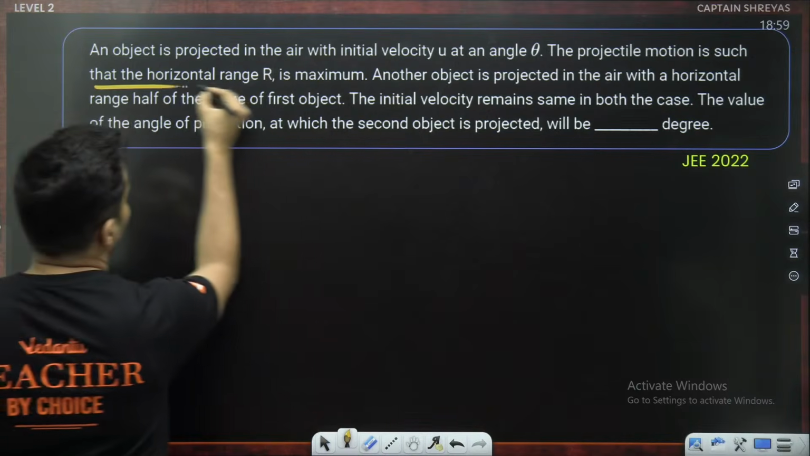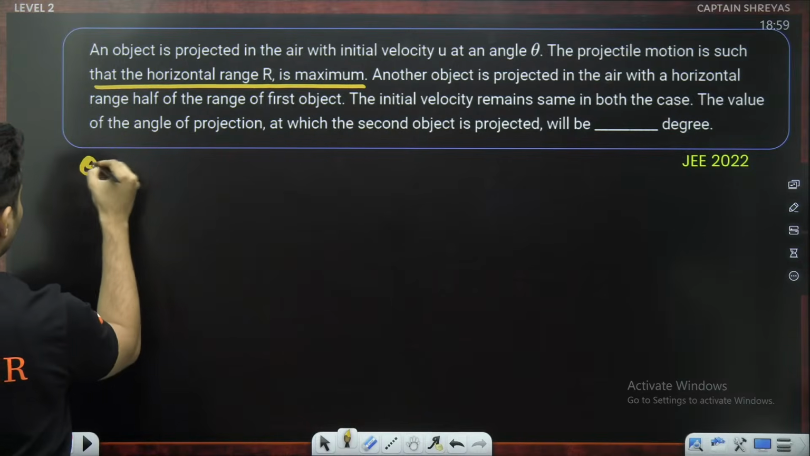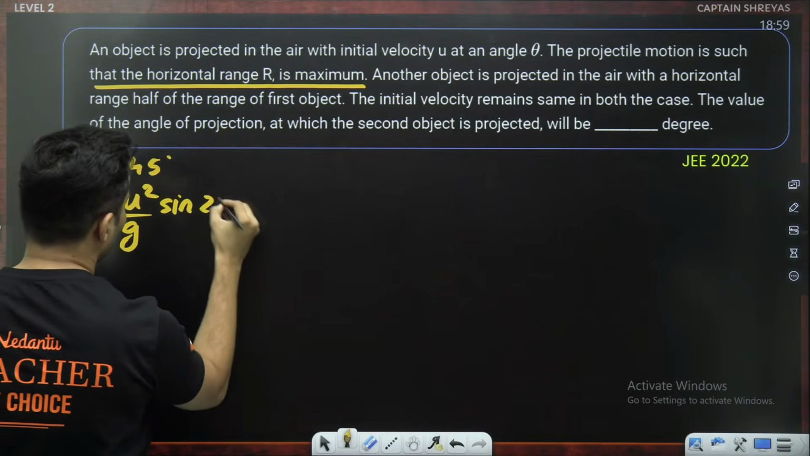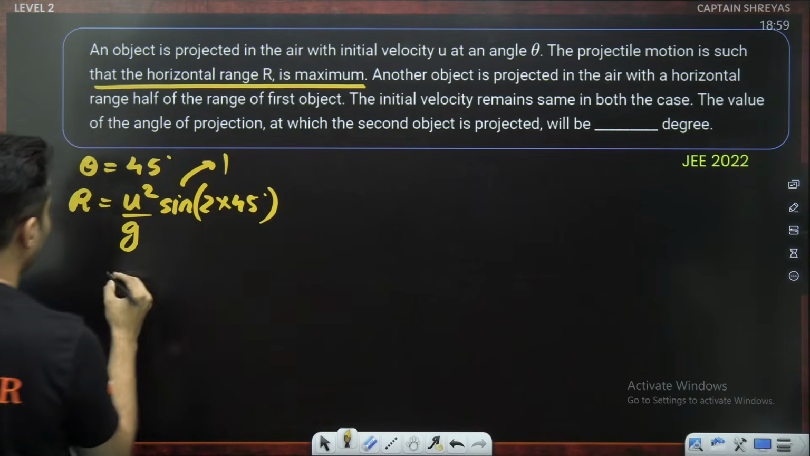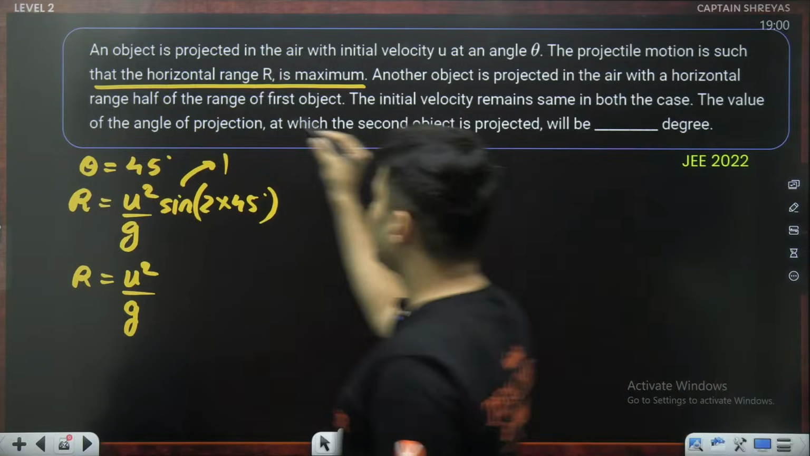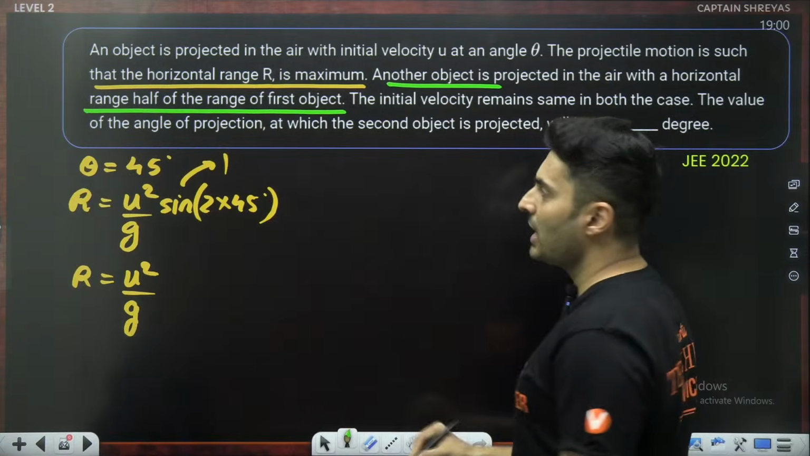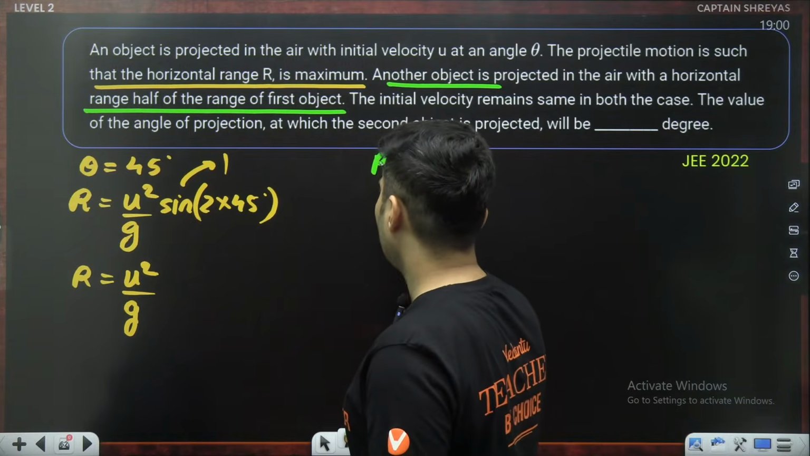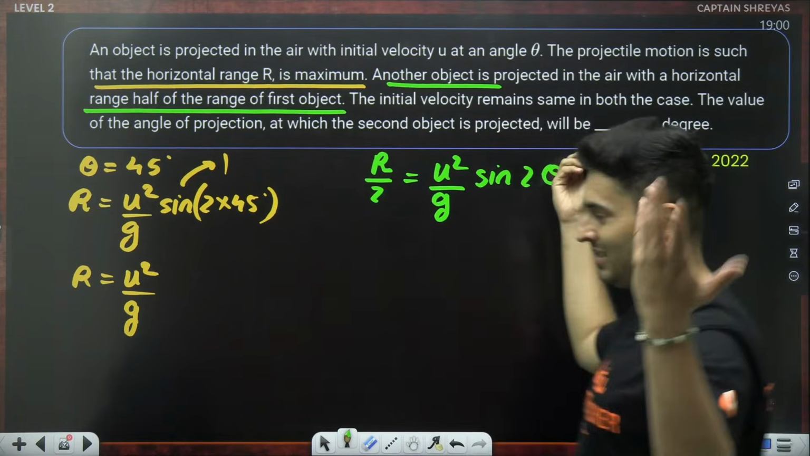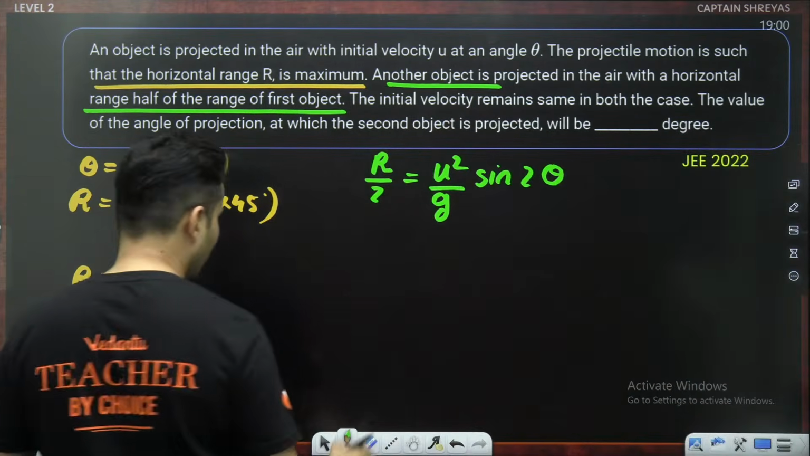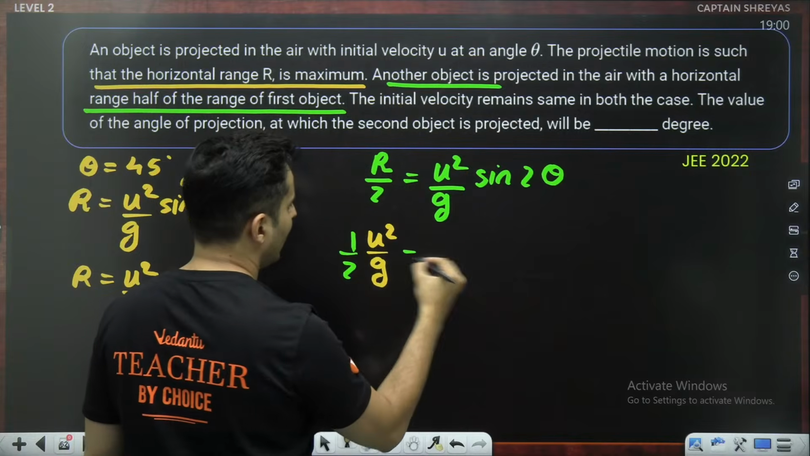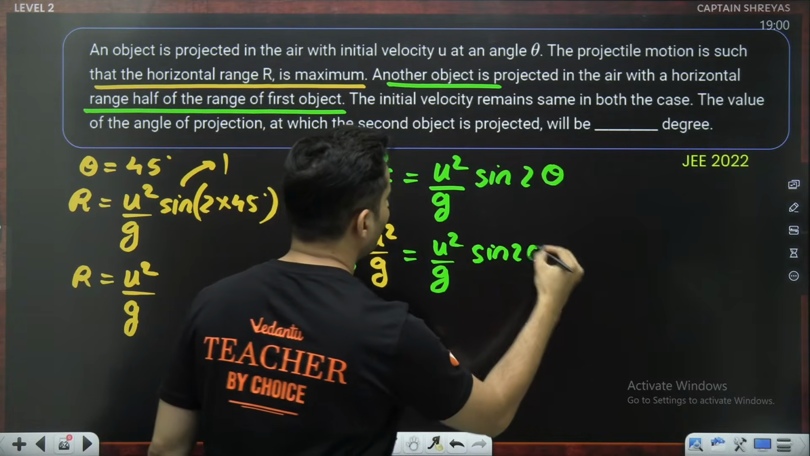Okay. The range is R and is maximum. For this particular part, theta will be 45 degrees and that range will be u square by g sine of 2 multiplied by 45. Sine 90 is 1. So therefore R is u square by g. Now there is another particle whose range is half the range of the previous one. So if the range is half, if I just put R by 2, which will be u square by g, and the angle is unknown, some new angle. Just substitute this R from here, which is u square by g. This 2 is there as it is. This is u square by g. This is sine 2 theta.